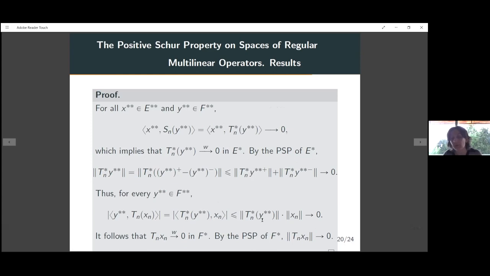And then by the known inequality, this is less than or equal to the norm of Tn adjoint on this arbitrary element y double star times the norm of this bounded sequence Xn. This goes to zero. But this was an arbitrary functional on the dual of F. This y double star is a functional belonging to the double dual of F, and this is a sequence in F dual. For any functional on F dual, this goes to zero. So this is weakly null in F dual. But F dual also has the PSP according to our assumption. So the norm of Tnxn goes to zero.